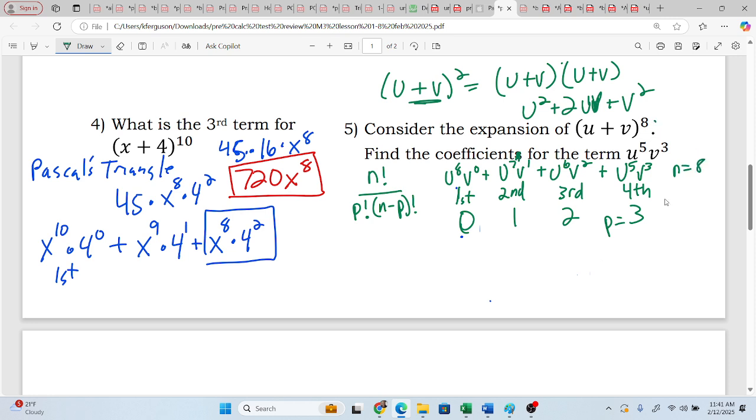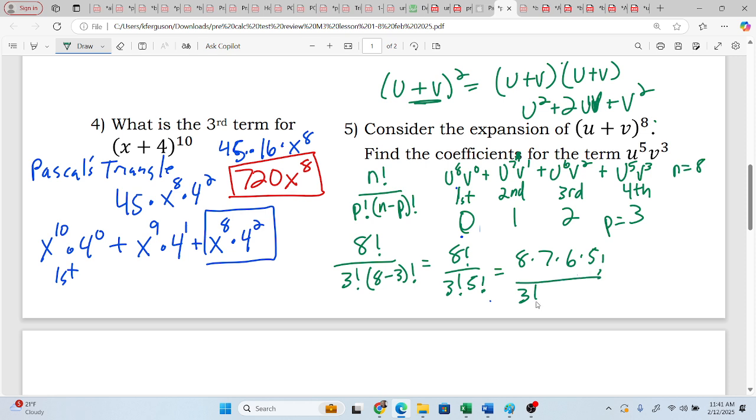that exponent. And so I've got 8 factorial over 3 factorial times 8 minus 3 factorial. So 8 factorial over 3 factorial times 5 factorial. So that's 8 times 7 times 6 times 5 factorial over 3 factorial times 5 factorial. Well, the 5 factorials cancel each other out. And I got 8 times 7 times 6.